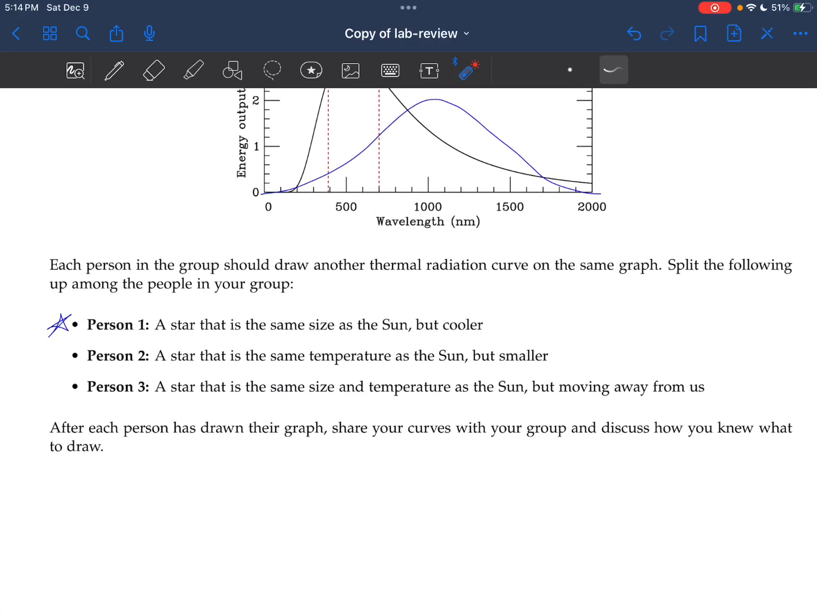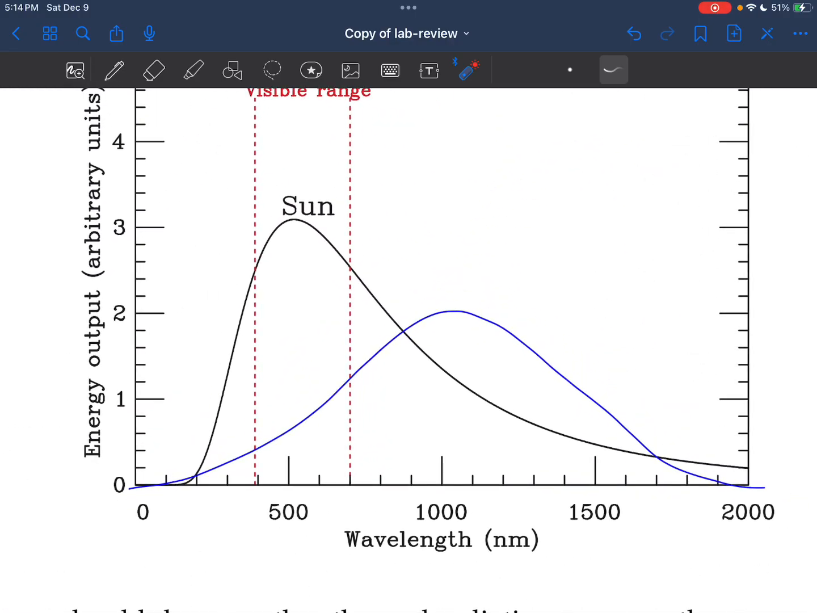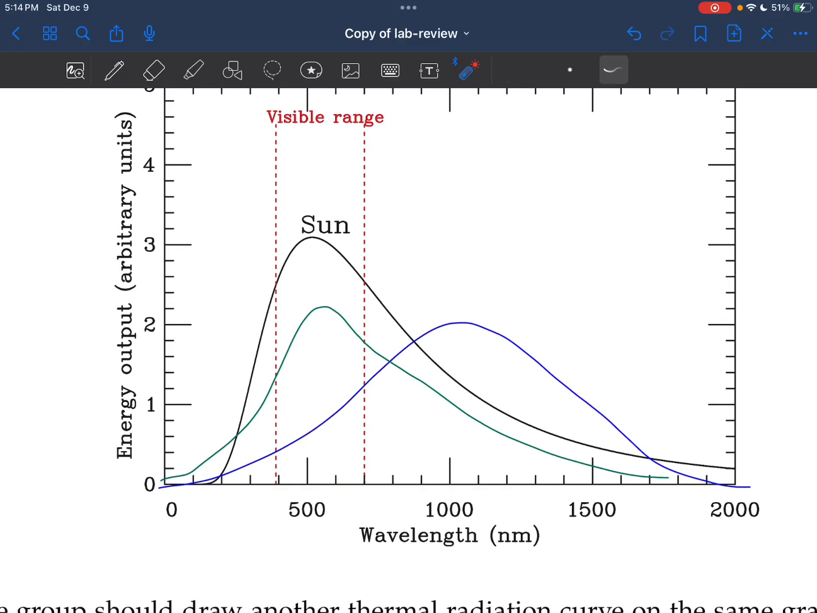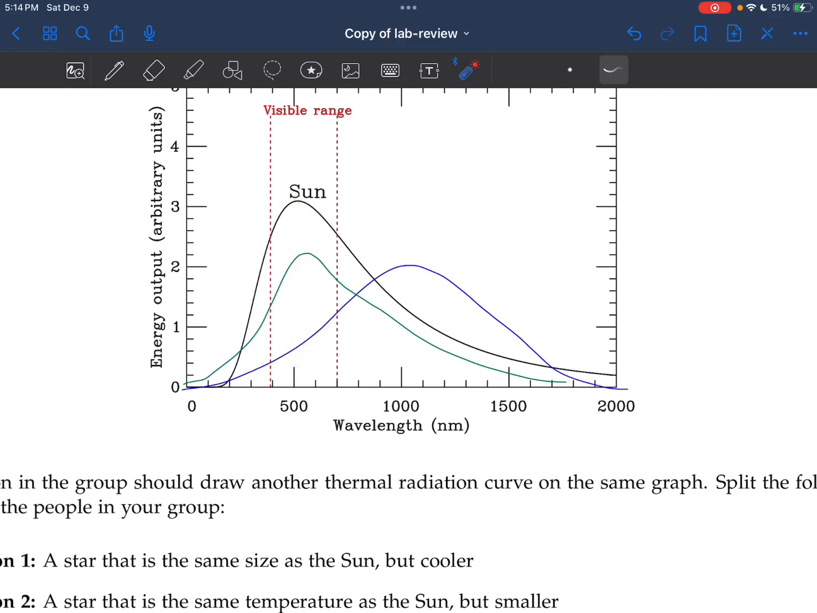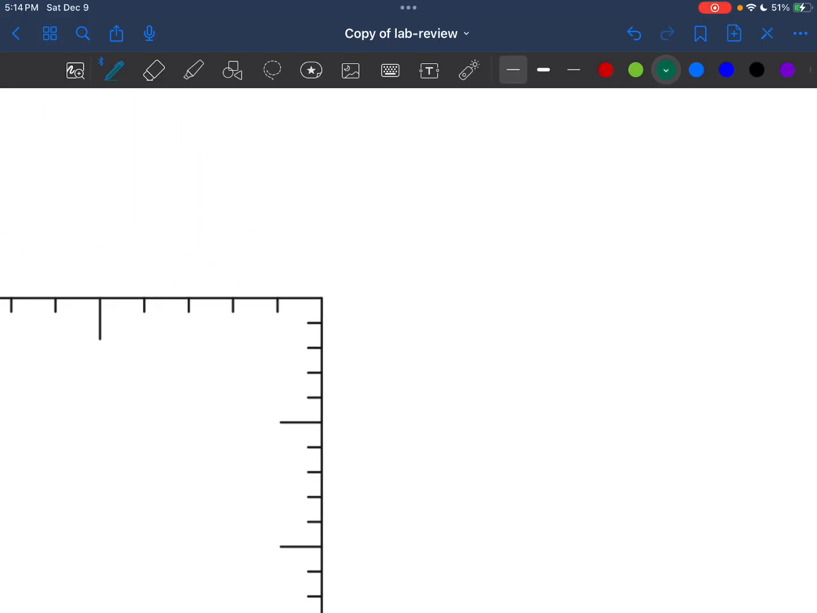Now I want to be thinking about a star that is the same temperature as the sun, just a little smaller. Well, we were saying that temperature correlates directly with my peak wavelength. So if it's a little bit smaller, it'll have a lower intensity. I can just do something like that. So now we've said that our peak wavelength correlates directly with temperature. So I'll write that off to the side.